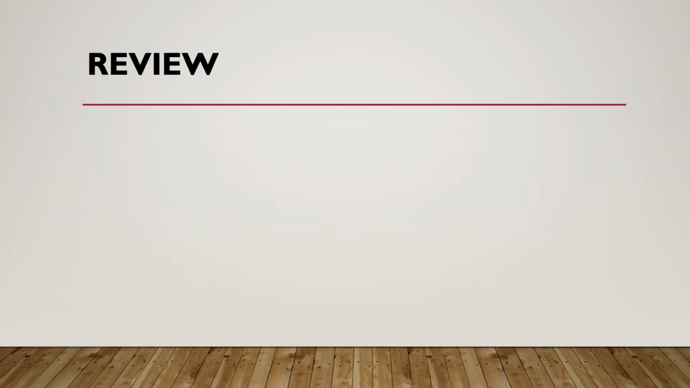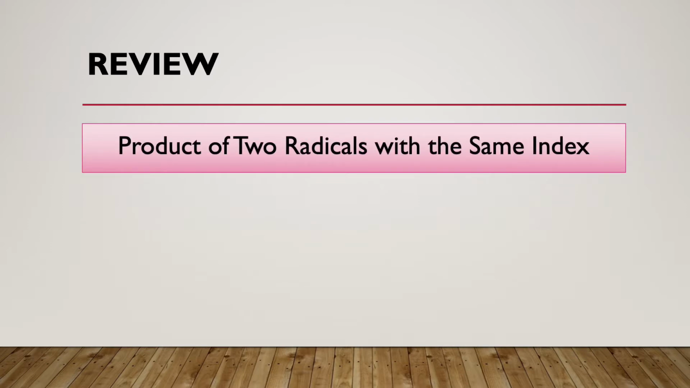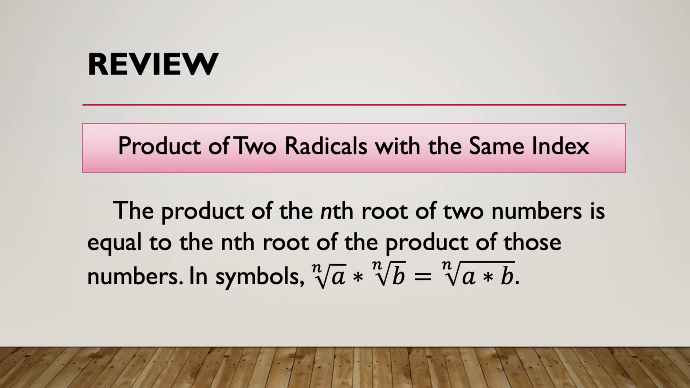Let's have a quick review first. Product of two radicals with the same index. The product of the nth root of two numbers is equal to the nth root of the product of those numbers. In symbols, nth root of A multiplied to nth root of B is equal to the nth root of A times B.